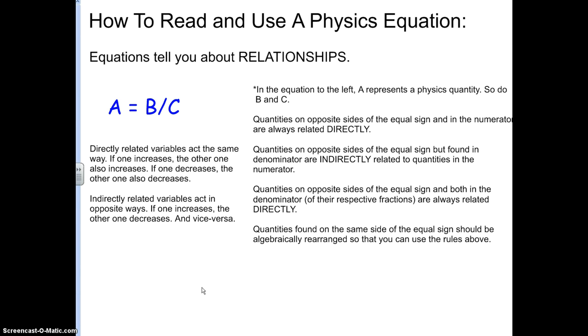Now later on we'll talk about the difference between linear relationships and nonlinear relationships, and that has more to do with graphing. But for now, what I want you to understand is that if they are not on opposite sides of the equal sign, like B and C, then you have to use some algebra to rearrange them to get them on opposite sides of an equal sign, and then you can use those simple rules. If they're both in the denominator or they're both in the numerator, then they're going to be directly related. If one of them's in the denominator and the other one's in the numerator, they're indirectly related.